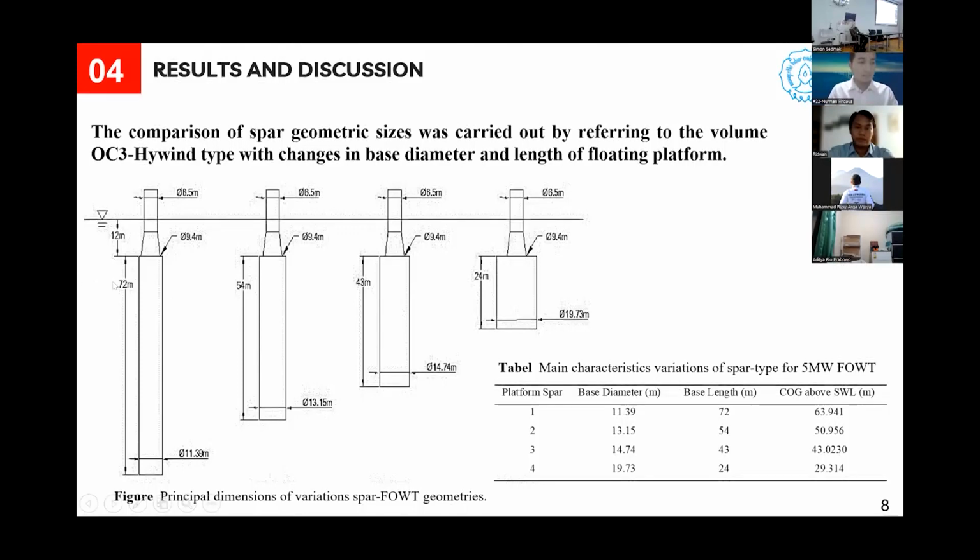Spar 1 has a base diameter of the main floater platform of about 11.39 meters, and the base length is about 72 meters. So the total draft of the platform is 84 meters. For the sizes of the other spars, you can see the data in the figure and table on the slide.